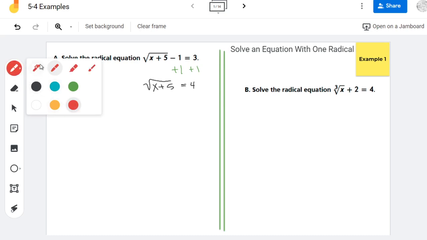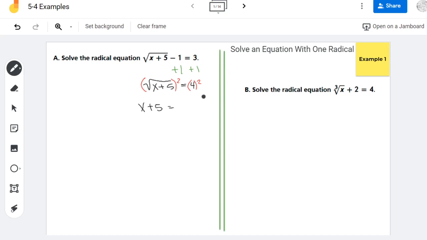Now the opposite of this square root is to raise to the second power, and I'm making sure to do that on both sides of my equation. Here on the left, the square root and the square cancel out, leaving me with x plus 5. And on the right, 4 squared is 16. For a last step, I subtract that 5 to get x alone, and I get that x is equal to 11.